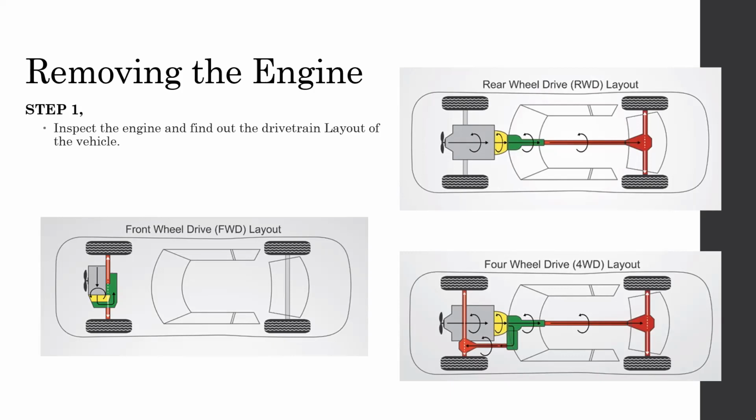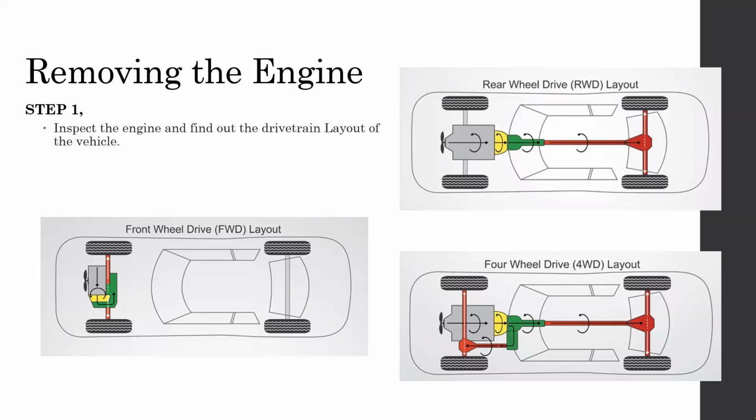In addition to that, there are a few other things you need to notice. By looking at this, you need to understand what sort of vehicle this is. For example, it could be an old vehicle or a new vehicle, or a European made vehicle or a Japanese made vehicle. By looking at the engine and the vehicle, you should be able to understand what sort of engine it is and what sort of tools you need.